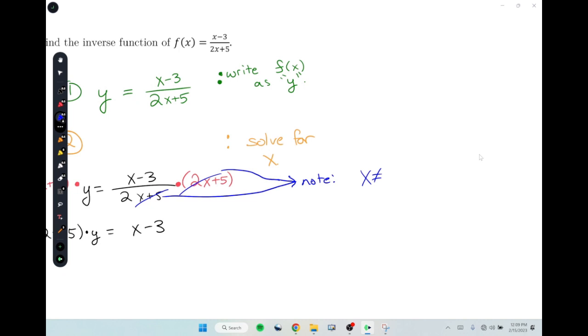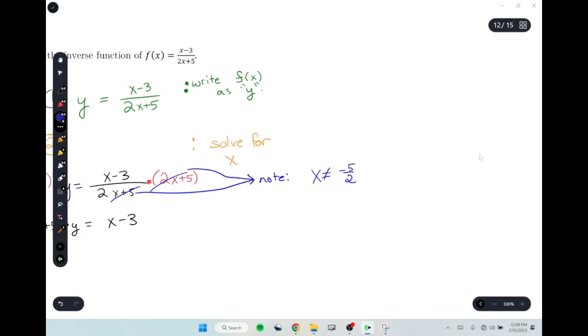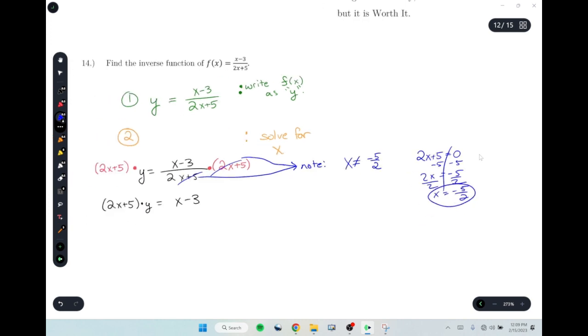It can be -5/2. X better not be -5/2, which we got from setting the bottom equal to 0. But because we got rid of our bottom, just do the math real quick just so we can prove it. Yep. Because we got rid of our bottom, there's a side note.